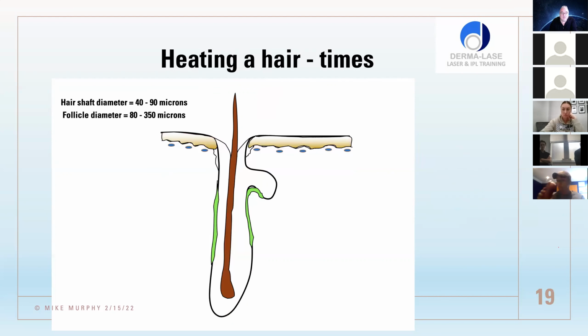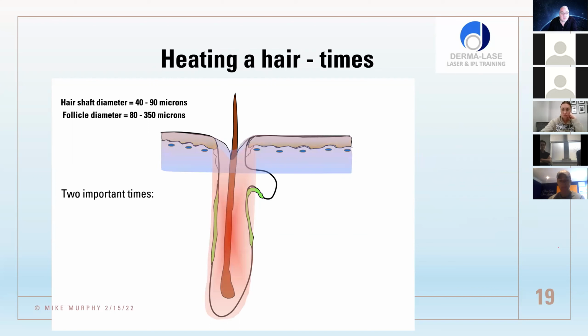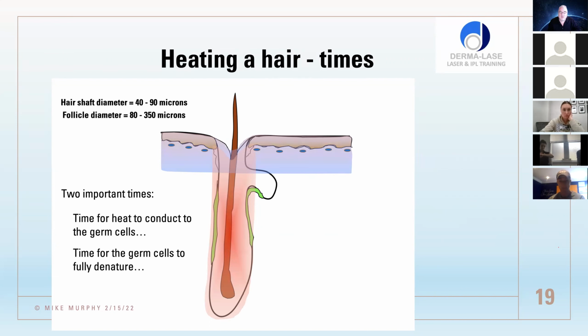They just are, sadly. So there are two main times we have to think about when you're targeting hair. The first one is the time for the heat to conduct out. You're heating up this thin hair, which is full of melanin, and the heat then conducts outwards into the surrounding areas. That takes a certain amount of time. Then you've got another time to consider, which is the cooking time. Like I said before, if you're boiling an egg for 10 seconds, it's nowhere near enough. You've got to cook it for a long enough time, and it's the same with these germ cells.